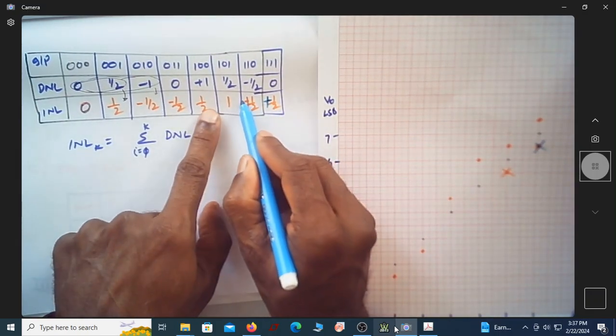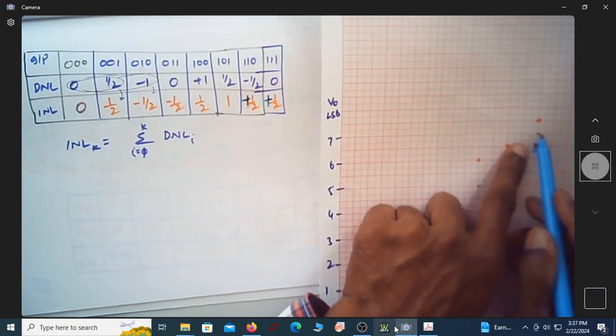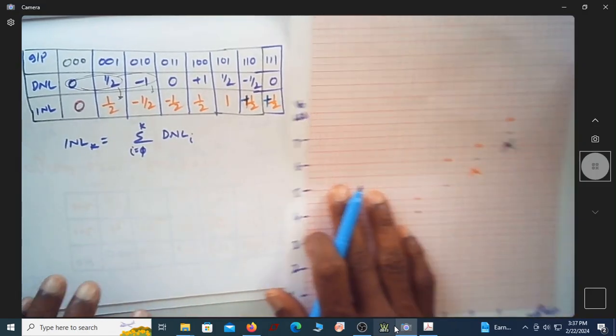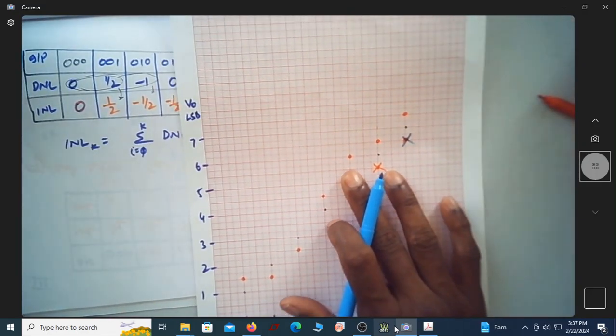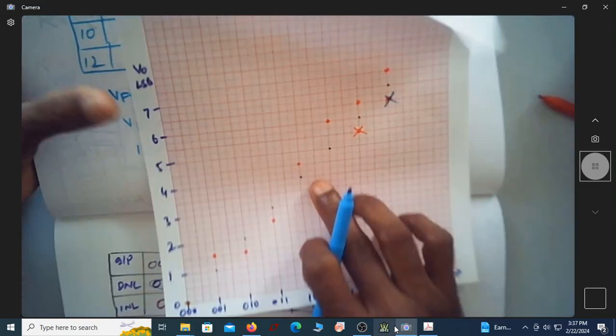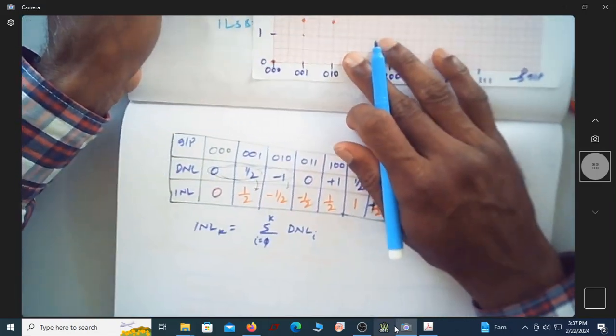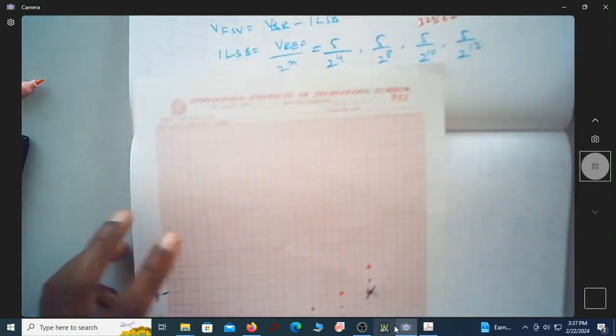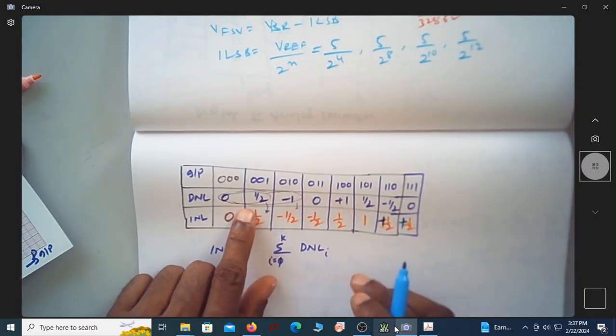This is plus half LSB, that's also plus half LSB. You can see this is plus half LSB. Of course, it's not difficult, just hang on. See, here there was an addition problem.